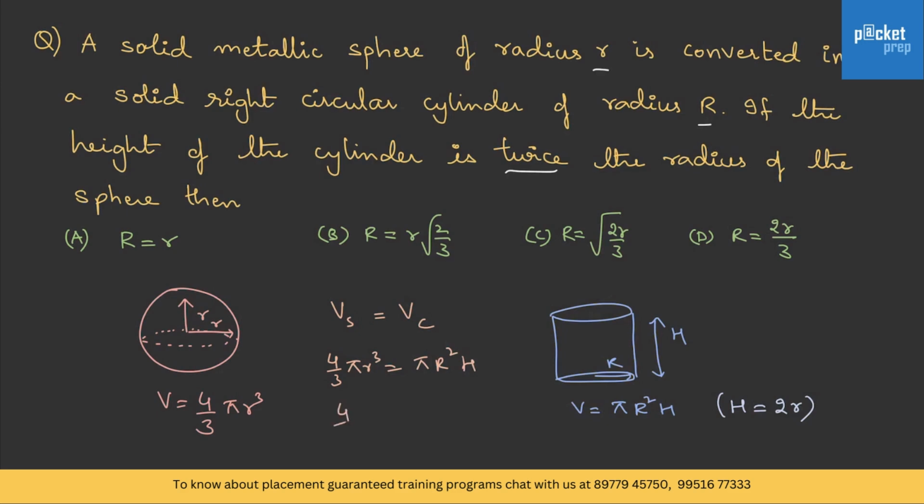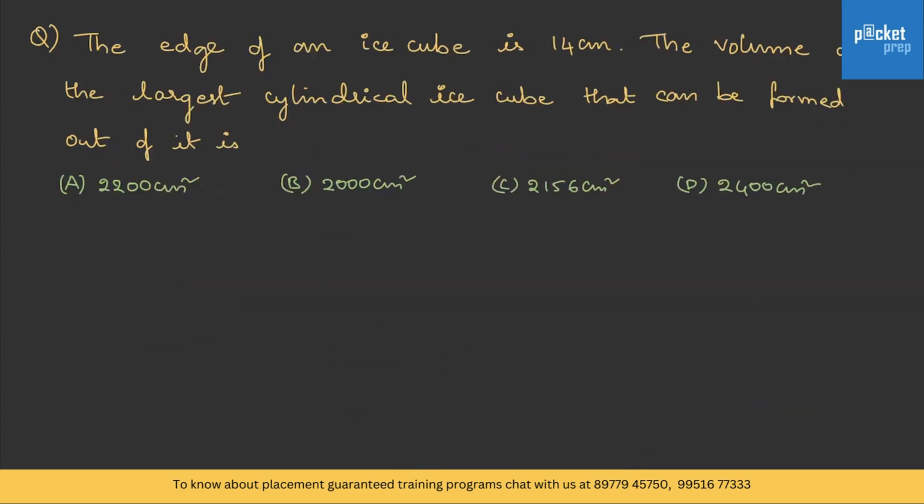So we can write this as 4 by 3 pi can be cancelled, r cube is equal to R square into 2r. That gives us 2 by 3 r square is equal to capital R square. So from this I can write R is small r into root of 2 by 3. That is option B. Let's do one more question. The edge of an ice cube is 14 centimeters. The volume of the largest cylindrical ice cube that can be formed out of it is.